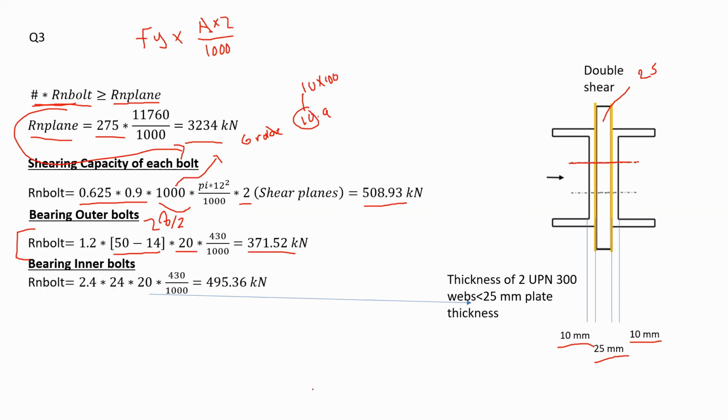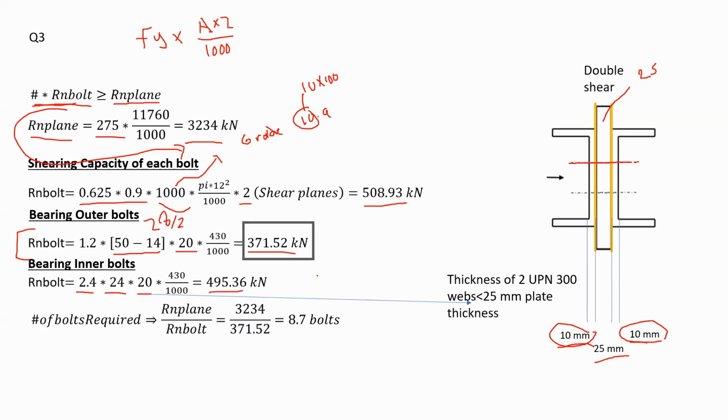Now I continue and I calculate the bearing of inner bolts. This time I have 2.4 multiplied by the diameter of each bolt, 24, multiplied by 20, again 20 because I'm considering the least thickness, and multiplied by F ultimate 430 and divided by 1,000 to convert from newtons to kilonewtons. From here, you get the capacity based on the bearing of inner bolts to be equal to 495.36 kilonewtons. Now, as you can see here, I have 3 values.